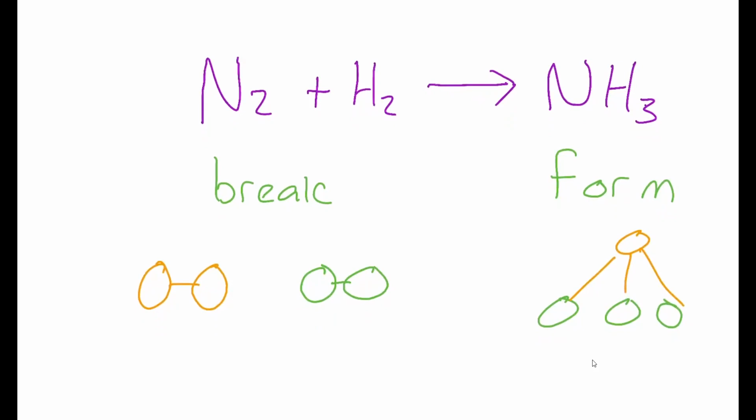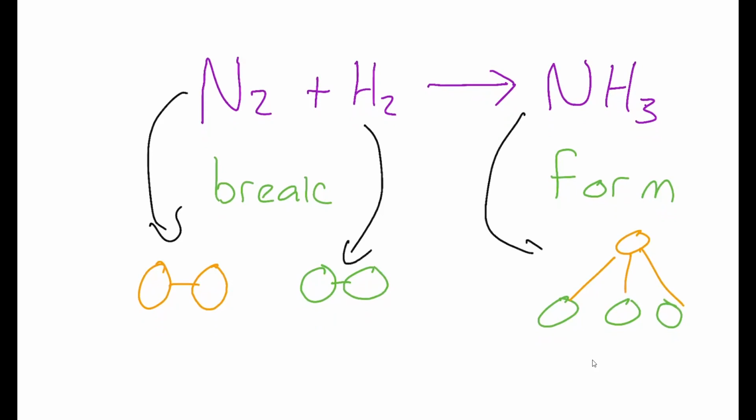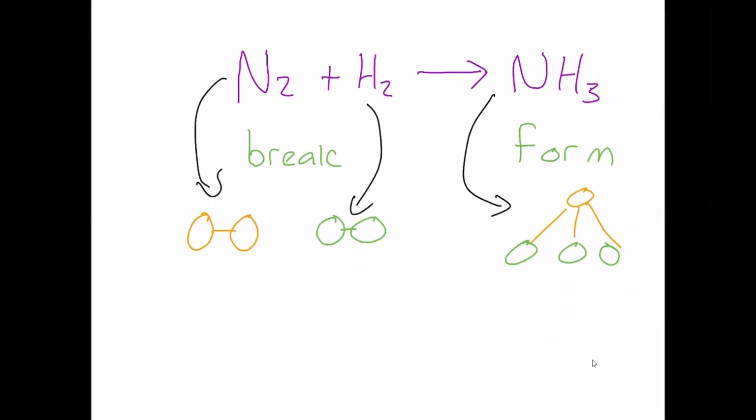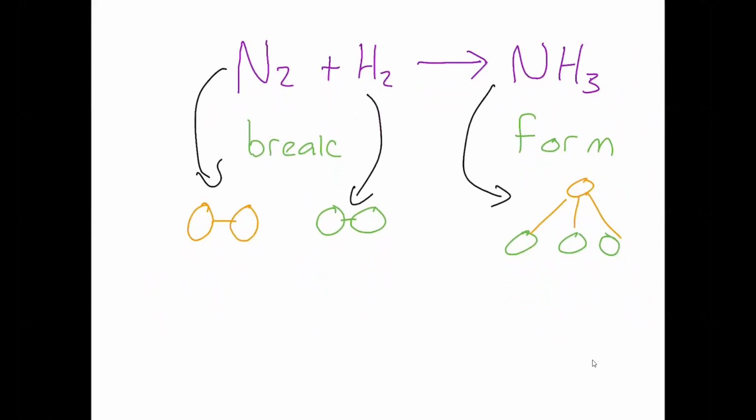I've basically taken the nitrogen and drawn it as a ball and stick model like that. I've taken the hydrogen and drawn it like that. And I've taken the ammonia and drawn it like that. Just looking at that without overthinking it, what problem do you see in terms of just the number of oranges and the number of greens? Without overthinking it, what problem do you see? It's not equal.